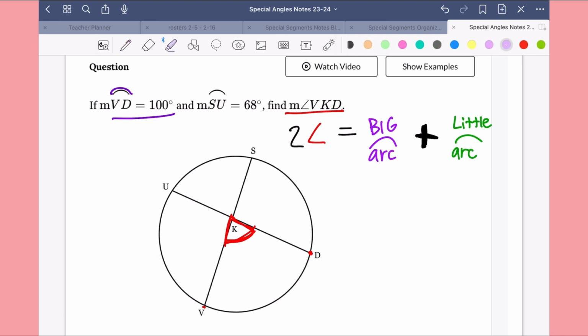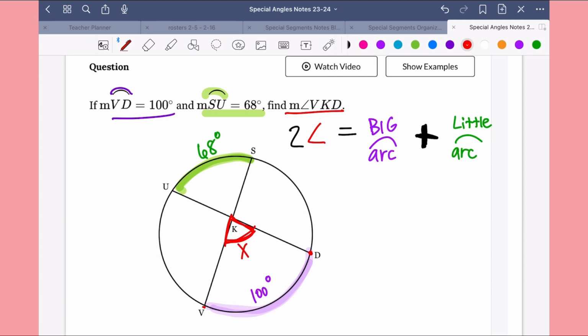Sorry, I'm going to use a highlighter. There's your big arc. And your little arc is SU, which is here. Okay, I'm going to label it. This was 100. And the little arc is 68. Okay, the one that's missing is the angle. So your angle is missing, so that's X.